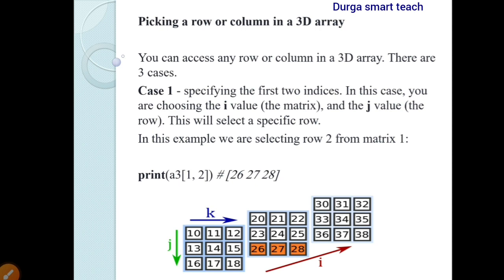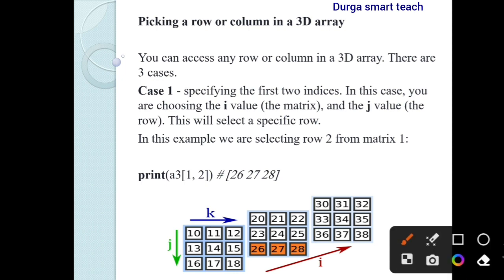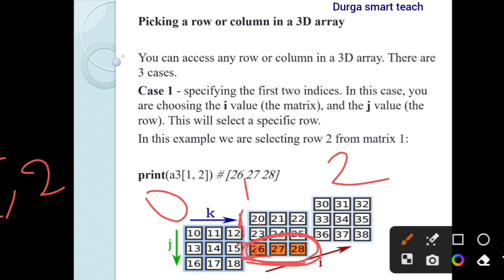Or if you want to access one particular row, here I want to access 26, 27, 28. This row is present in the first plane, 0 1 2, so that's why I'm giving 1. So what is the row value? Here this is 0 1 2, so the row value is 2.